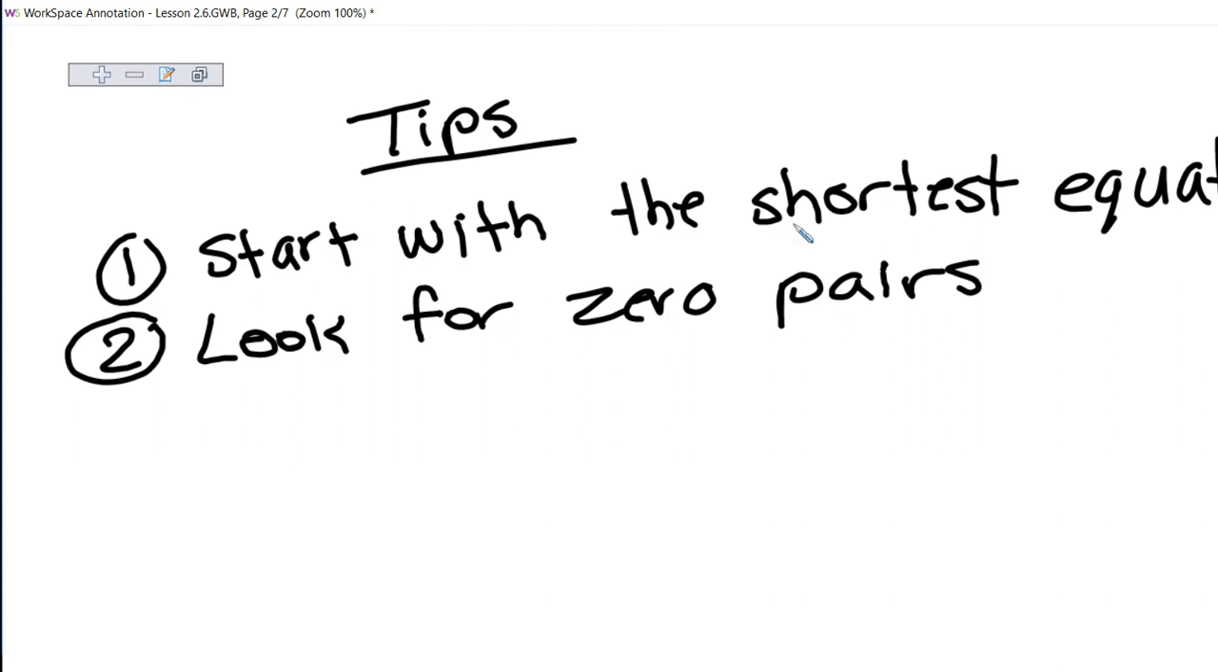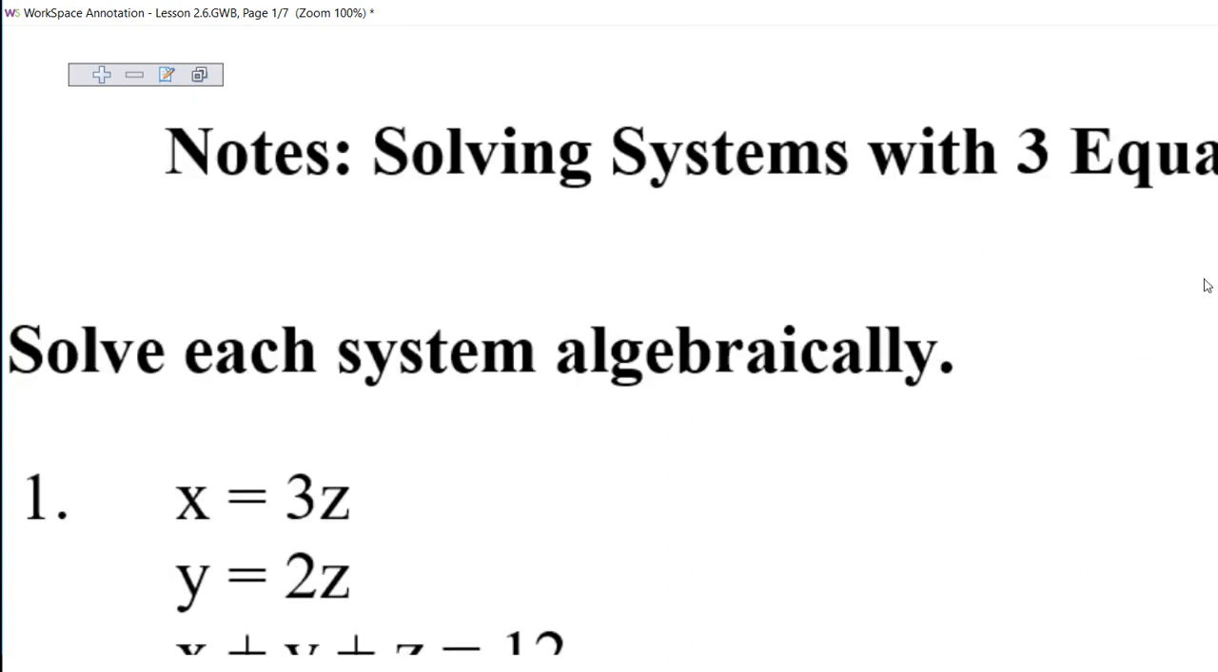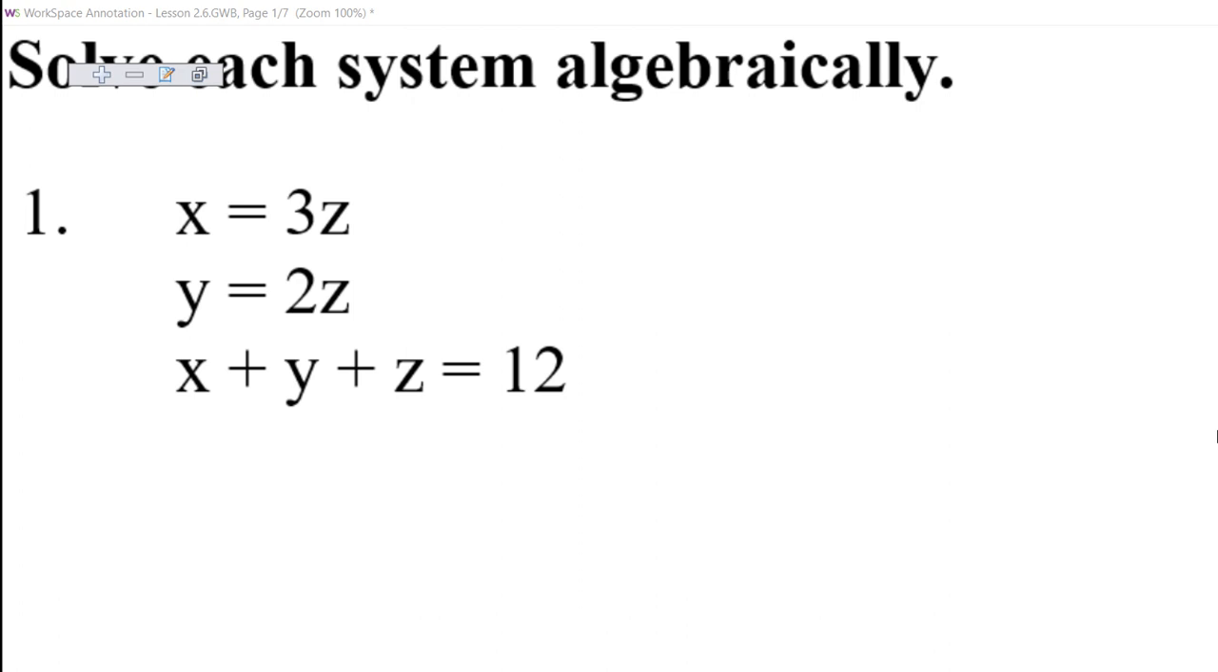So what's tip number 1? Start with the what? Shortest equation. Looking at number 1, do you see any equations that are shorter than the rest? Yes, so that's what I'm talking about. I want you to start with these 2 that are short. Notice this kind of looks like one of our methods we've already done before. If you have a variable by itself, is that elimination or substitution? Substitution. So let's do a little bit of substitution for this one.